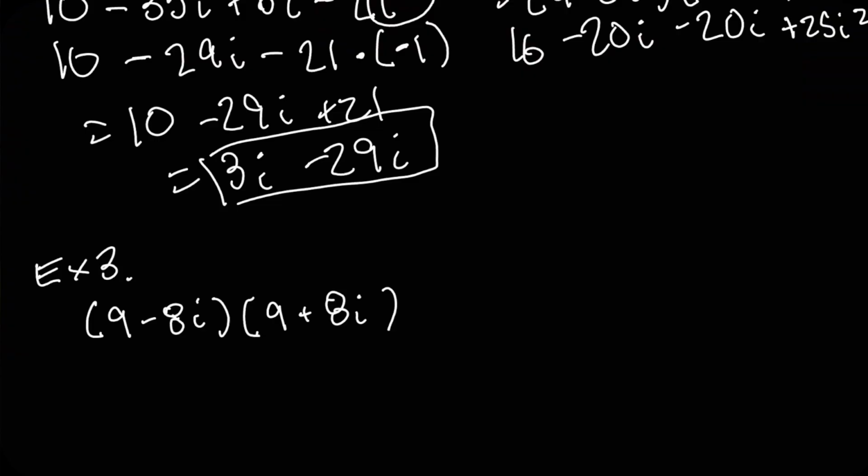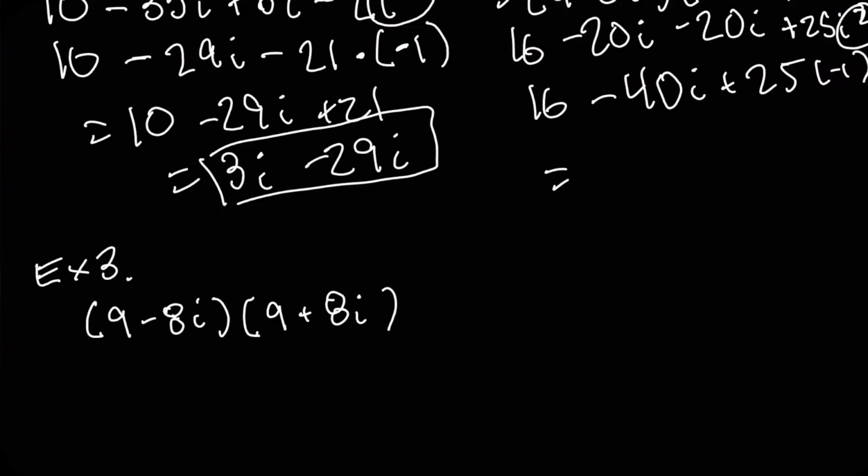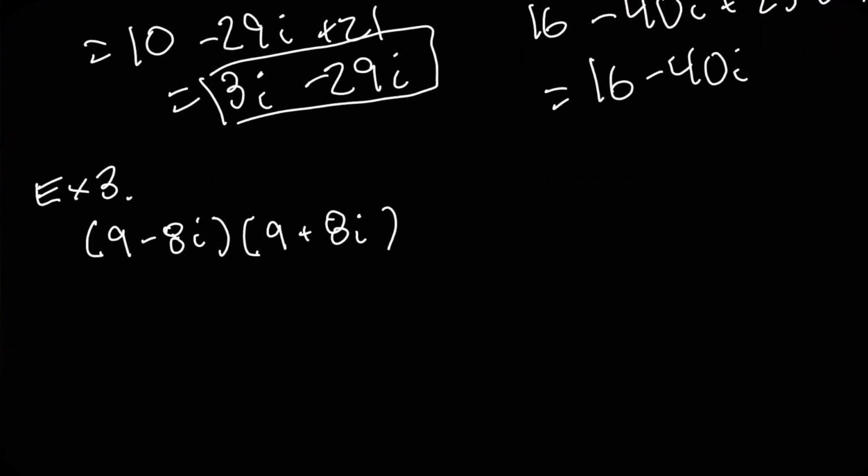Let's go ahead and simplify. We'll have 16 minus 40i, and then plus 25i squared. And then again, remember the i squared is equal to negative 1. So this will give us 16 minus 40i, and then minus 25, which is going to be equal to negative 9. Negative 9 minus 40i.